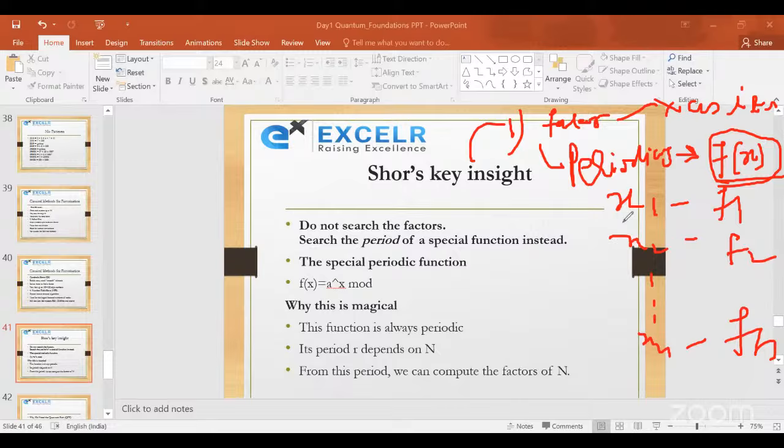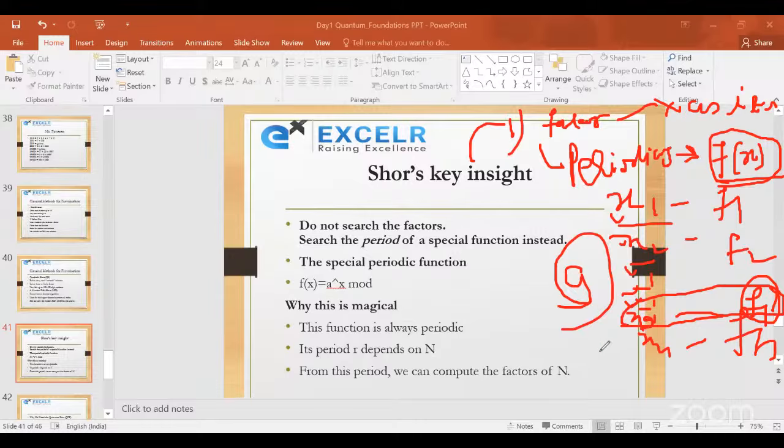Periodicity means that after certain x values, suppose after 9 steps, after certain values, this function will give you the same f1 value. That means after these 9 values, we have the same returning of that function. So the periodicity of the function will be 9 here. There are 9 steps we have taken, so the periodicity will be called 9 here.